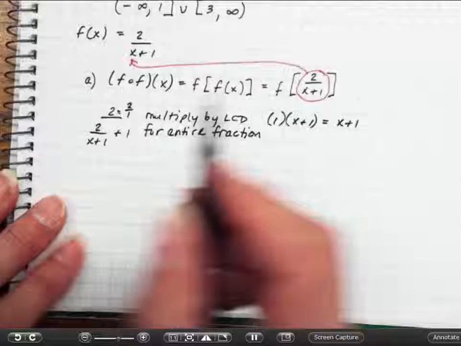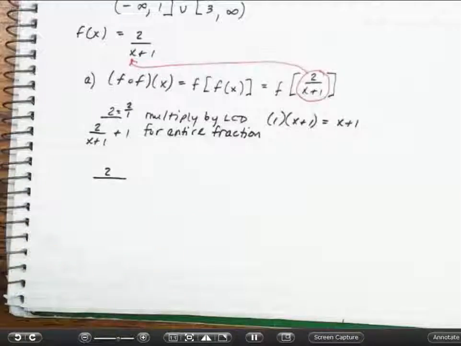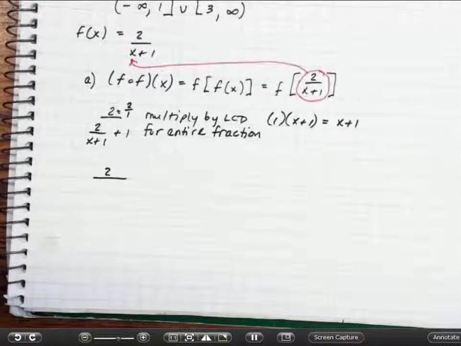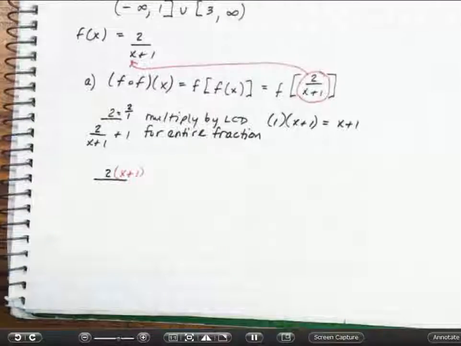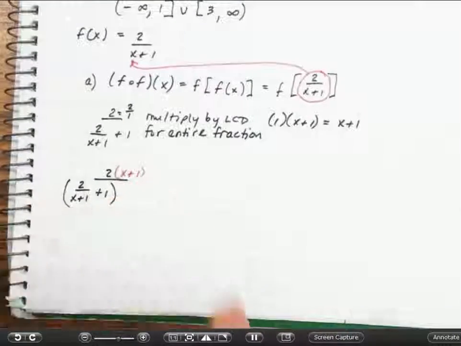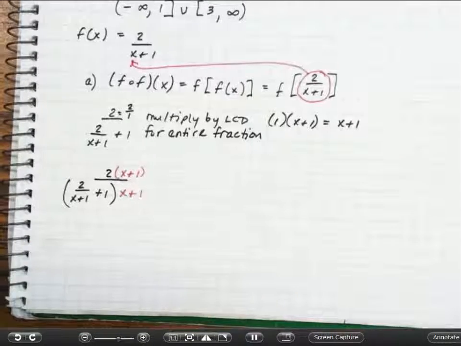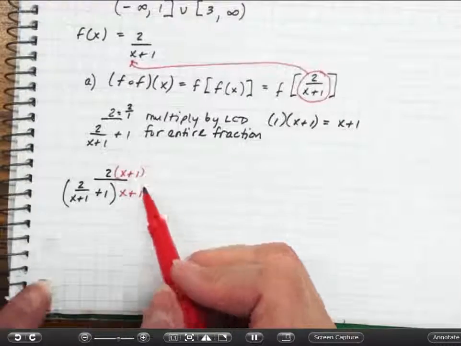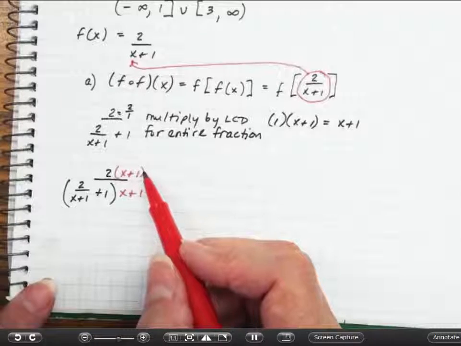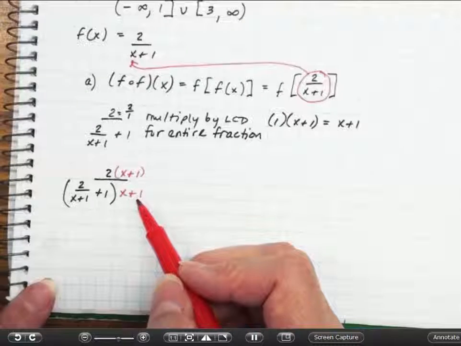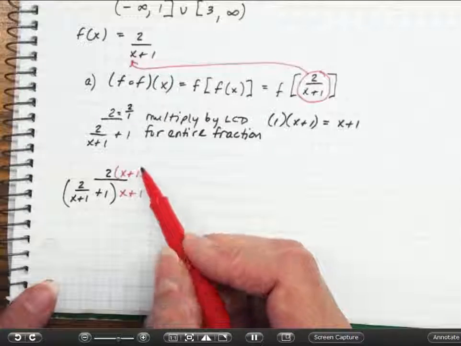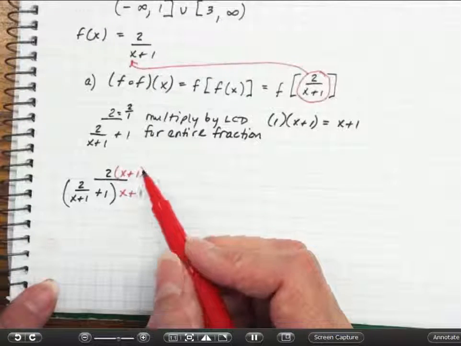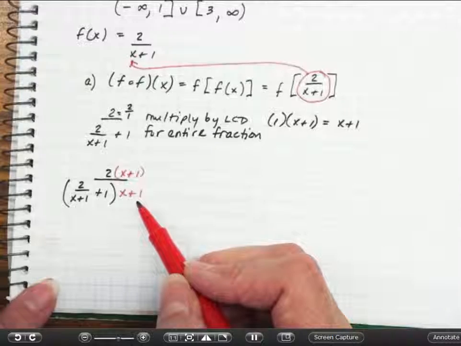So I'm going to take my numerator and I'm going to multiply it by my LCD, which you told me was x plus 1. And I'm going to take my denominator and I'm going to multiply it by x plus 1. So looking at my complex fraction, do you see where I'm multiplying both the numerator and the denominator by the same expression? So I'm multiplying my complex fraction by, in essence, by what? 1. X plus 1 over x plus 1 is 1. So I haven't changed my fraction.